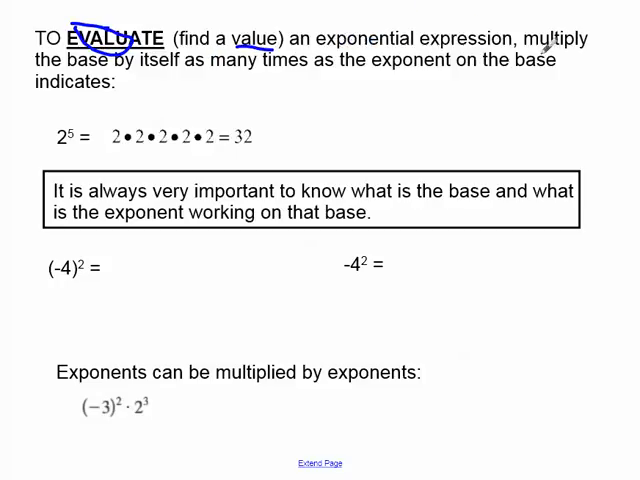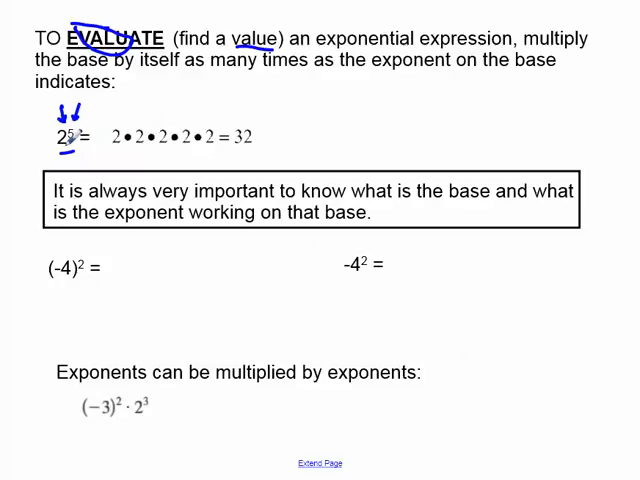So an expression could be a couple of terms together, or it could be just one term. Essentially, when we evaluate, we multiply the base by itself as many times as the exponent on the base indicates. So in other words, we've got a base and we've got an exponent. Here our base is 2 and our exponent is 5. If we're going to evaluate 2 to the 5th power, we don't know what the value is, so we simply write out longhand what this means.